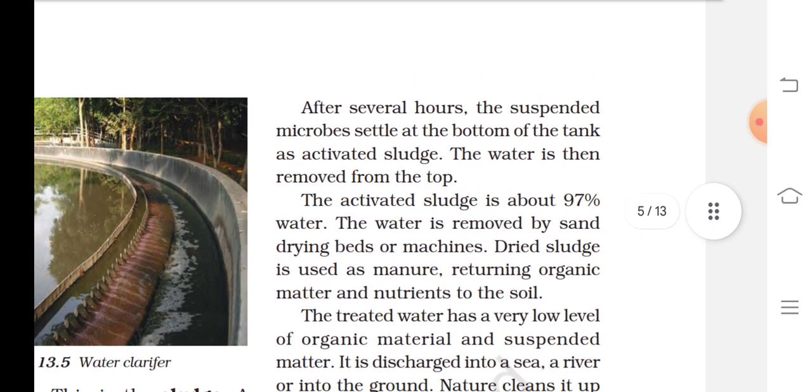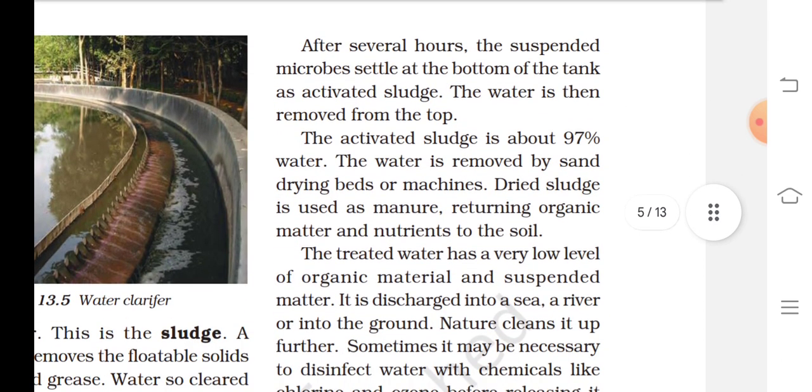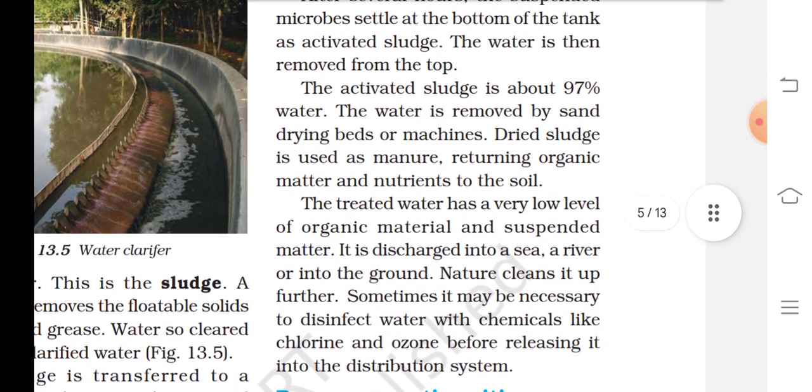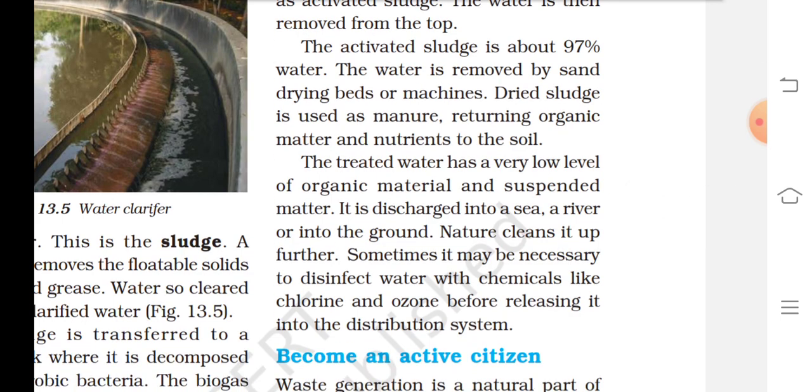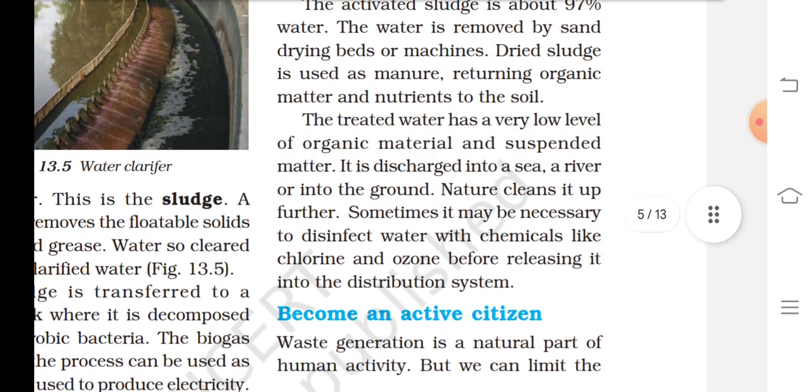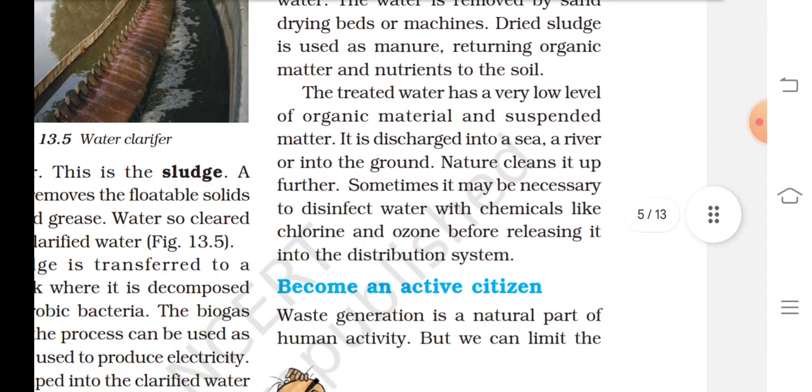After several hours, the suspended microbes settle at the bottom of the tank as activated sludge. The water is then removed from the top. The activated sludge is about 97% water. The water is removed by sand drying beds or machines. Dry sludge is used as manure, returning organic matter and nutrients to the soil.